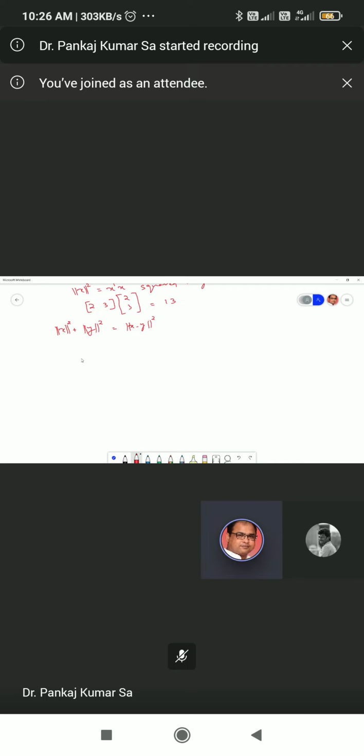What is this x actually? x is nothing but x1 square plus x2 square, up to xn square, plus y1 square, y2 square, up to yn square, is equal to x1 minus y1 square plus x2 minus y2 square, up to xn minus yn square.